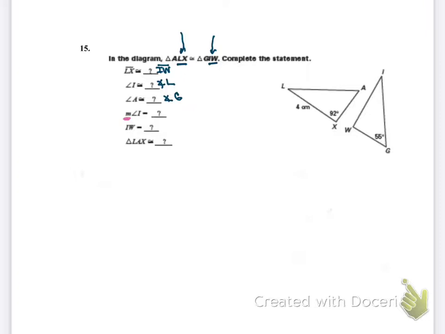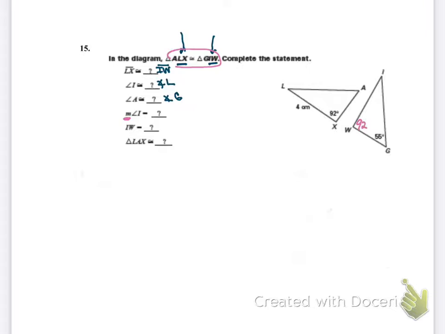But then I remember, wait a second, I can go back and use my congruency statement. Angle I is the middle. Angle L is the middle. I don't have an answer for angle L either. So I have to start thinking, how am I going to figure this out? I have angle X. Angle X has to be the same measure as angle W. So go ahead and make this a 92.